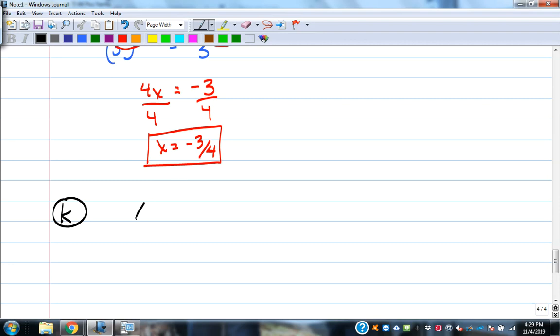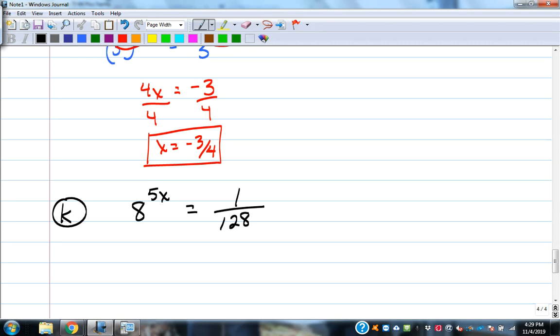Let's try this. 8 to the 5x is equal to 1 over 64. Yeah, let's not do 64, because 64 and 8 have too much in common. Let's do 128. That's better.